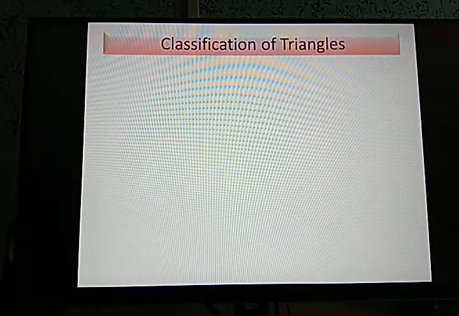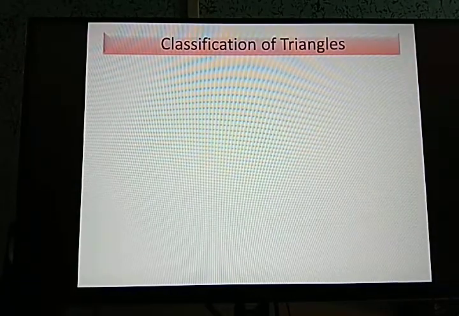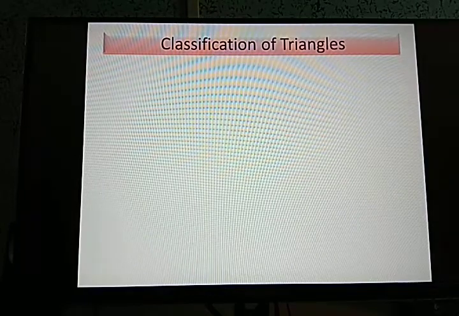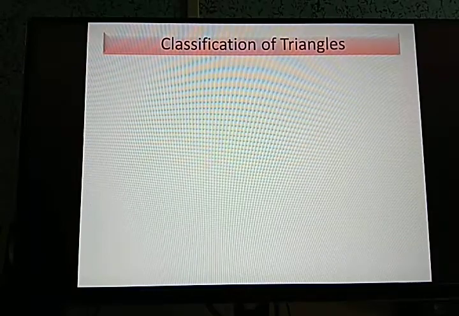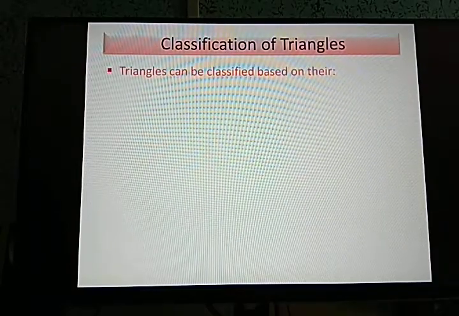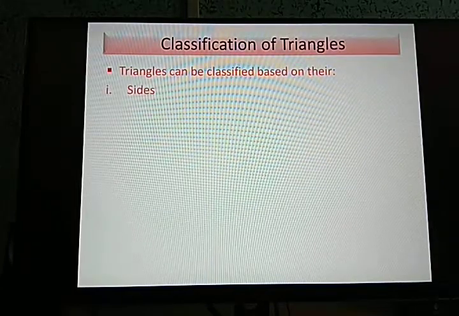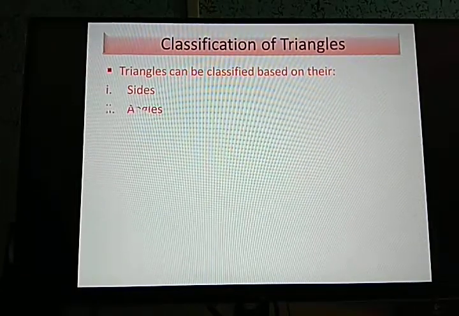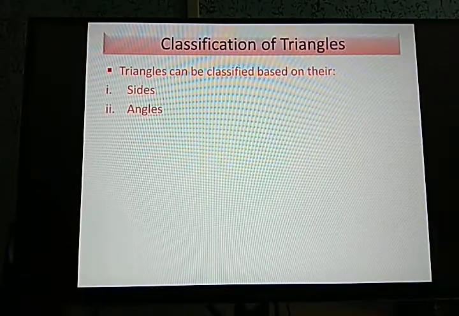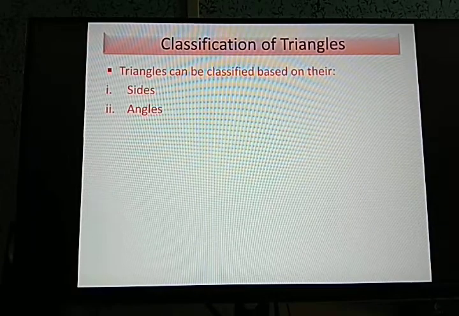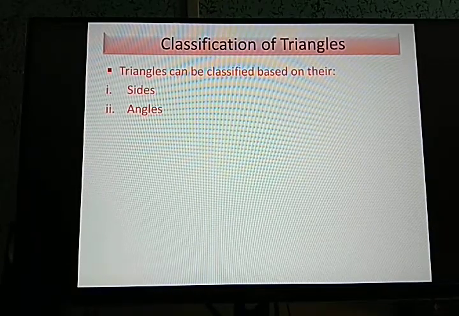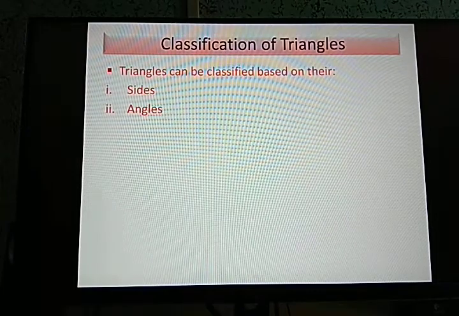Next, classification of triangles. So what are the different types of triangles that can be formed? So let us see that. Triangles can be classified based on their number one, sides, and number two, angles. So based on their sides and their angles, we can classify them into different types of triangles.